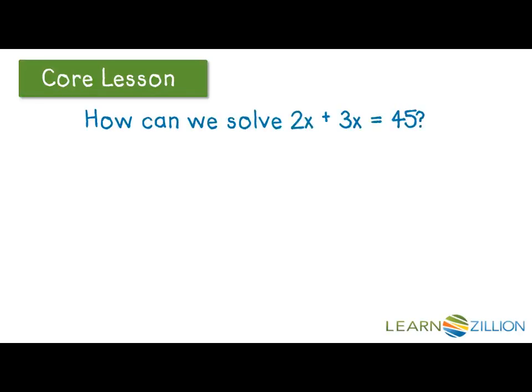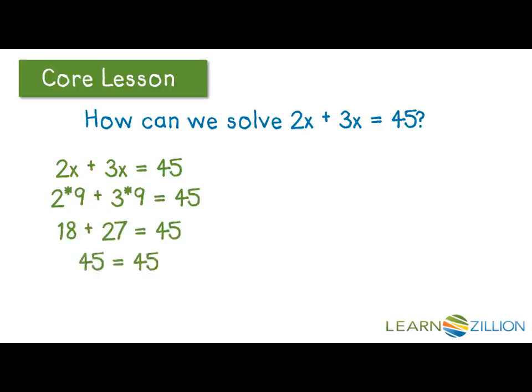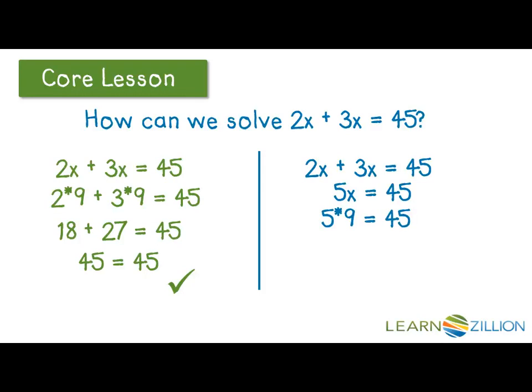Let's look at that equation again. We found out that 9 was the solution to the equation, because when we substituted 9 in, 45 was equal to 45. What happens if we put 9 into our terms that we combined? So instead of having 2x plus 3x equals 45, if I replace 5x, because I combined 2x plus 3x, if I replace x in that term with 9, does 5 times 9 give me 45? Yes. So that means that my combined terms are equivalent to my original terms.